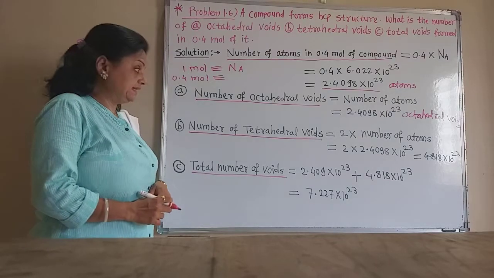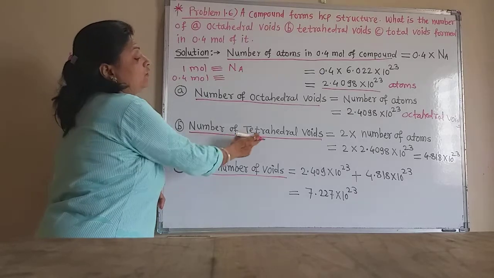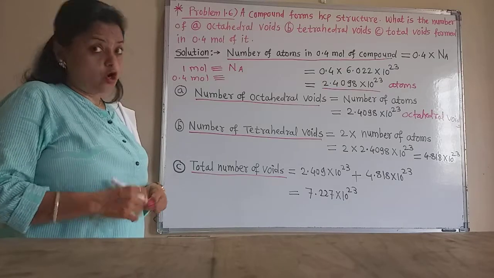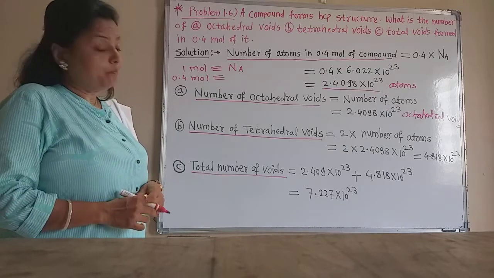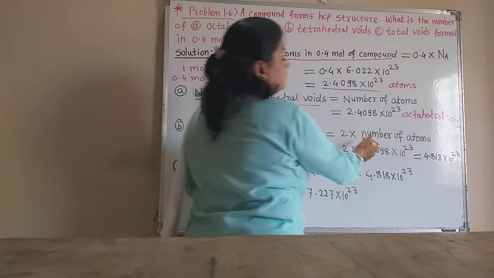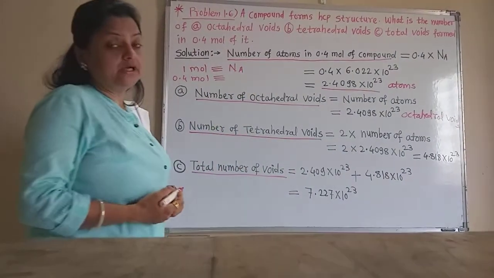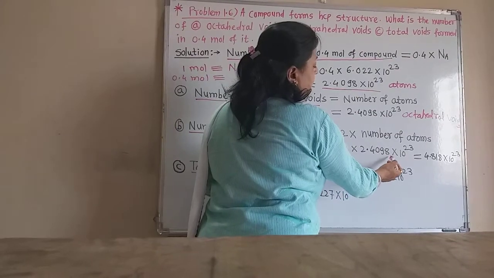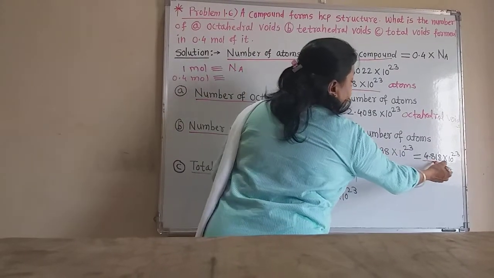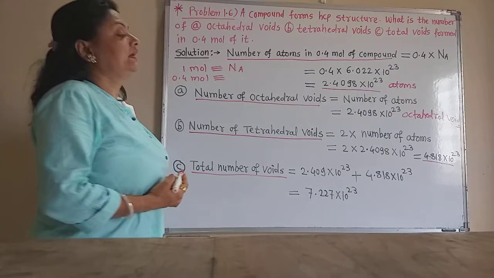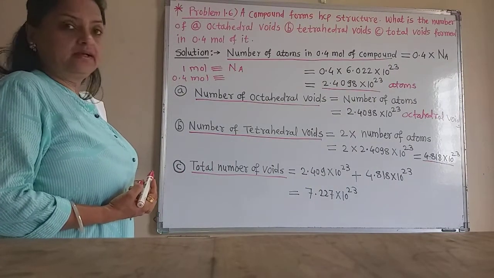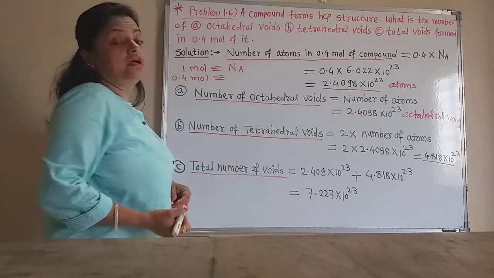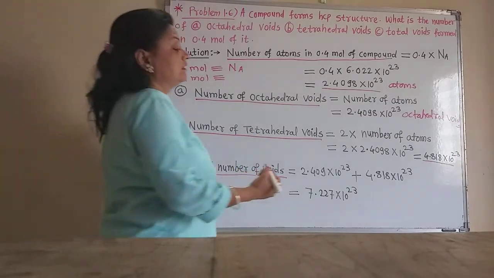Now, the number of tetrahedral voids is always double, or twice, the number of atoms or particles. So 2 into the number of atoms will give the number of tetrahedral voids. So 2 into 2.4098 into 10 raised to 23 is equal to 4.818 into 10 raised to 23. These are the tetrahedral voids.